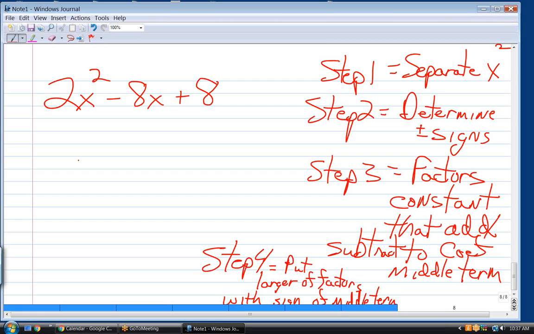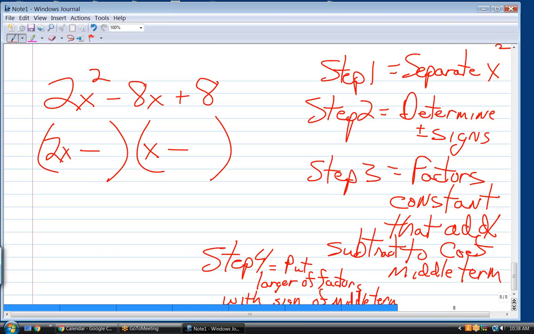Now, what's our first step here? Separate the x's. Okay, we could do that. How would I separate them? It's going to be 2x and 2x. Well, that would give me 4x squared. So if I'm going to separate them, it's got to be 2x and x. Right? Okay. And now if I were to determine my signs, what are they both? Minus. Correct.